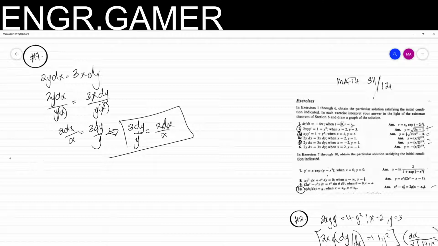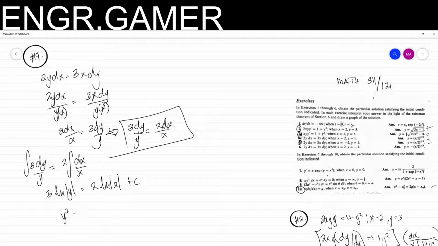So integrate natin both sides. We have integral of 3 dy over y is equal to 2 integral of dx over x. Okay, so this is 3 ln of y is equal to 2 ln of x plus c. So this is y cubed is equal to e to the c x squared.